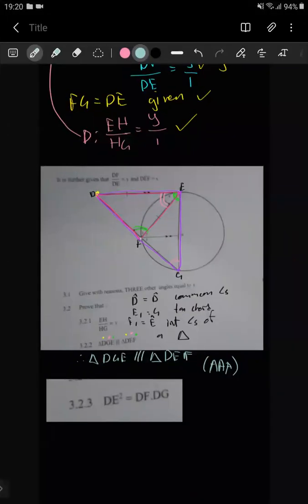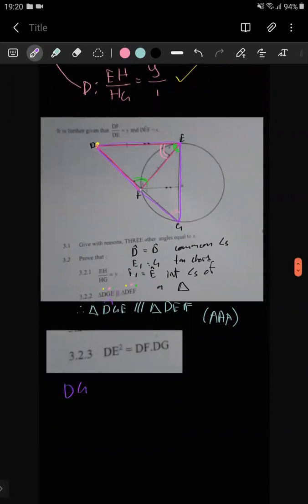Here we are, 3.2. So after having proven that those triangles are similar, we can easily write out stuff like DG over GE is equal to DE over EF, which is equal to DE over DF. It's quite interesting.